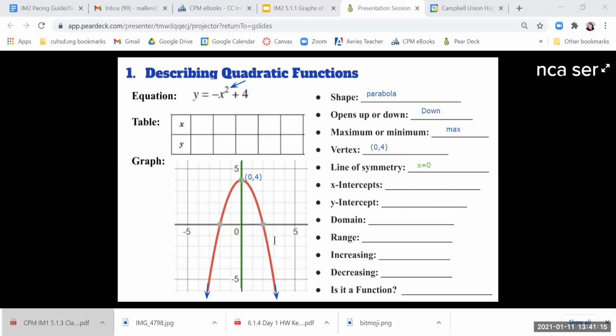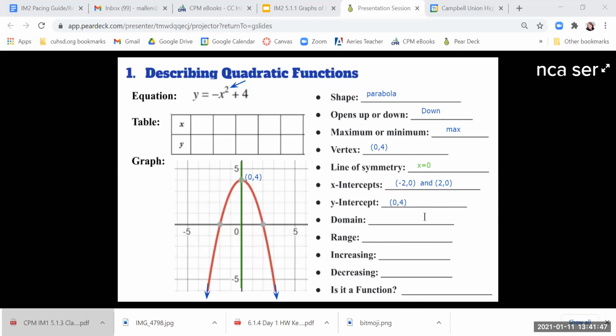All right, looks like we have two x-intercepts here and here at -2, 0 and 2, 0. Looks like we have a y-intercept up here at 0, 4, which is also our vertex.